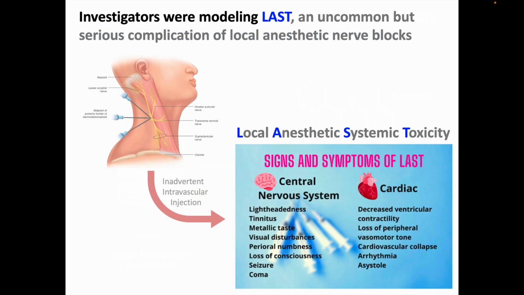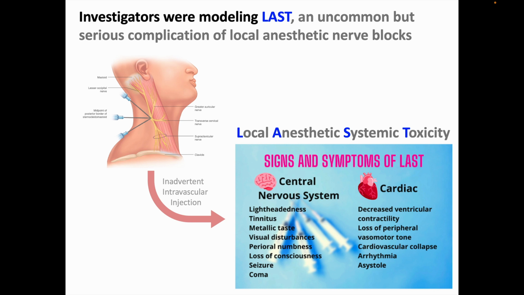As I just mentioned, these investigators were working on an animal model of LAST, local anesthetic systemic toxicity, which is an uncommon but serious complication of local anesthetic nerve blocks. So imagine a patient with a chronic pain syndrome visiting their pain management anesthesiologist to get a nerve block.